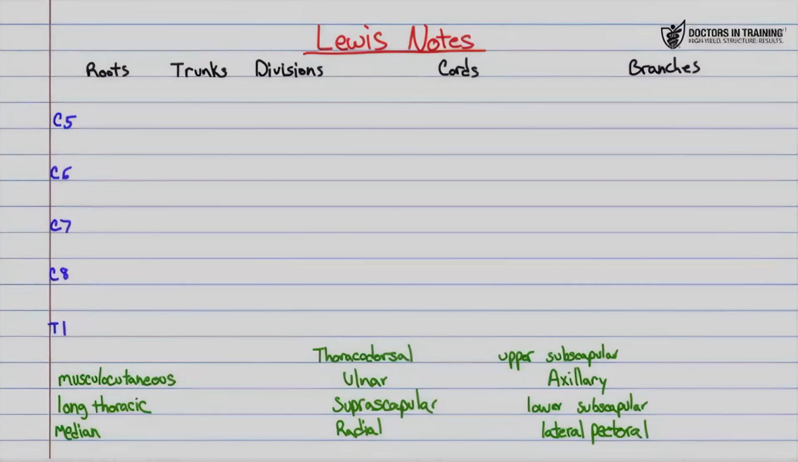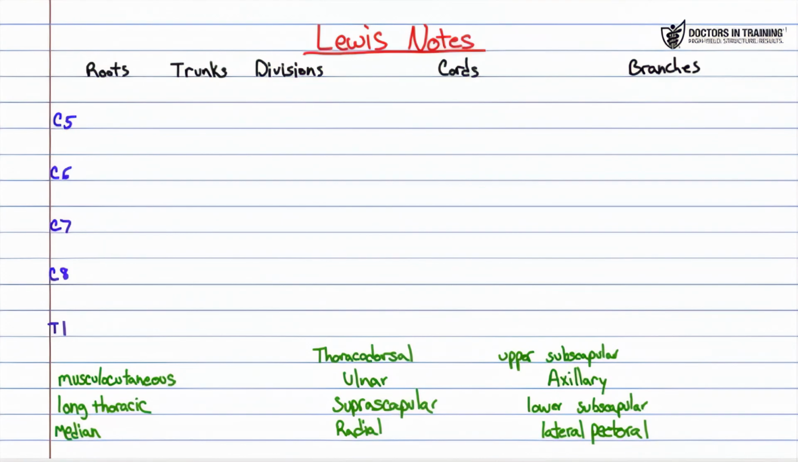All right, so I bet you got all of those right. Well, maybe a few of you don't have it quite memorized yet, so we better go through this again in a Lewis Notes. All right, everyone, welcome to a Lewis Notes. We just got done labeling the brachial plexus, but we're going to do this again a different way.